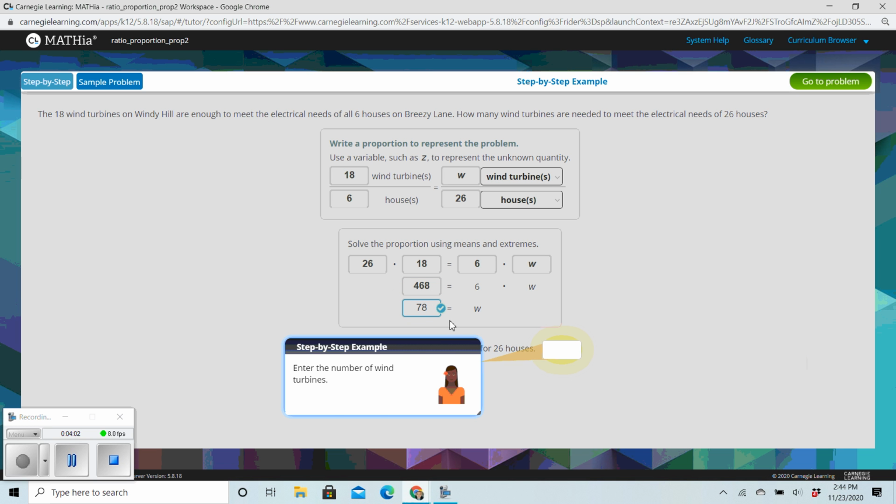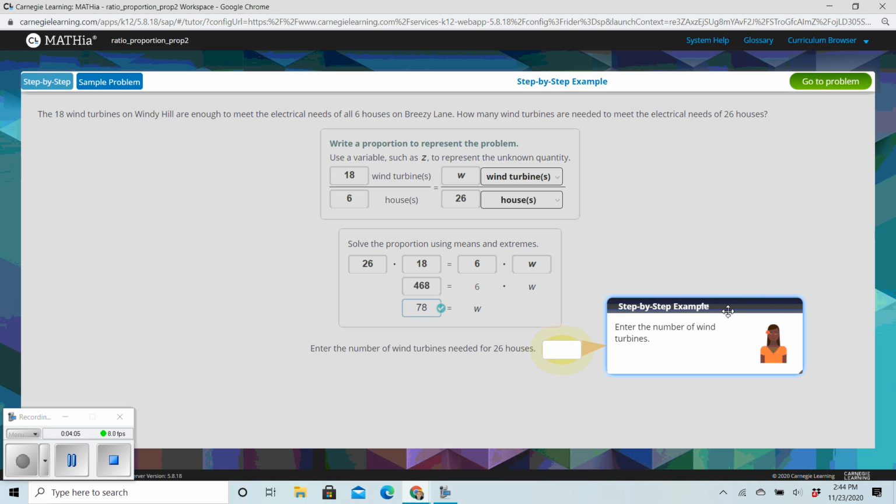Did we do it correctly? We did. So how many wind turbines are needed for 26 houses? 78. So you're repeating that last answer.